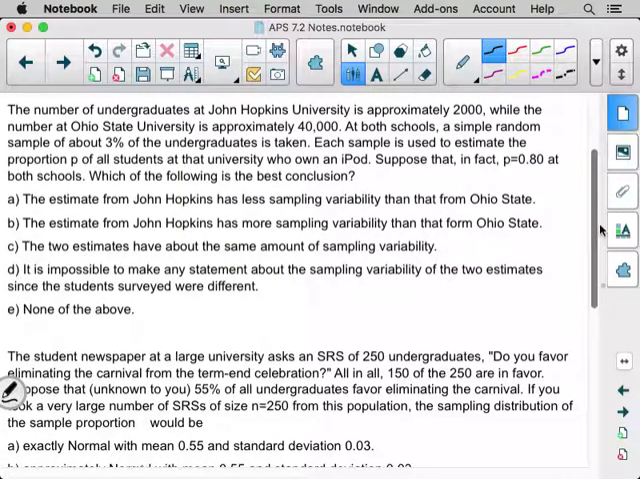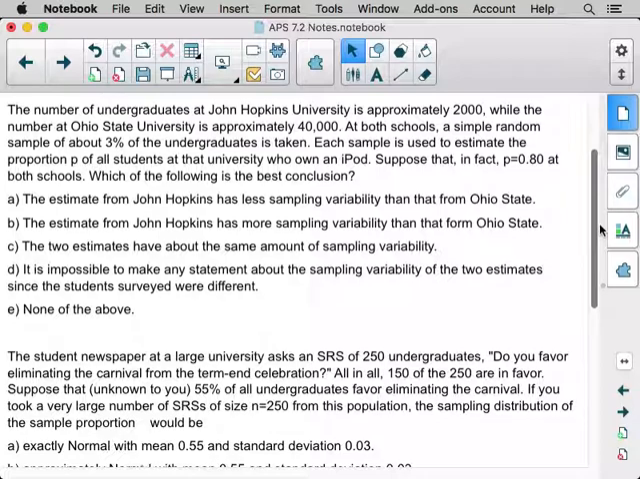All right. The number of undergraduates at Johns Hopkins University is approximately 2,000, while the number at Ohio State University is approximately 40,000. At both schools, a simple random sample of about 3% of the undergraduates is taken. Each sample is used to estimate the proportion of all students at the university who own an iPod. Suppose that, in fact, 80% do at both schools. Which of the following is the best conclusion?